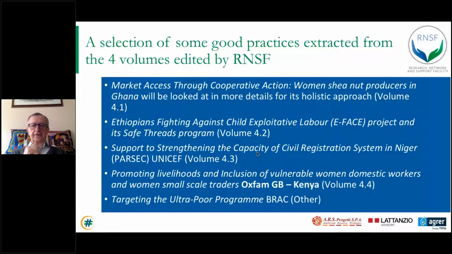Finally, the fourth category of good practices is extracted from one of the 17 projects which have been partnering with RNSF along the course of our project, and which were completed just at the end of our project. It is the promotion of livelihoods and inclusion of vulnerable women, domestic workers, and women small-scale traders in Kenya. And a fifth category of good practices we will present is extracted from the wide literature on the subject. It is the BRAC good practice about targeting the ultra-poor program.